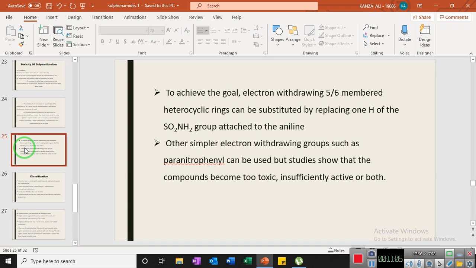will result in the desired molecule. Electron withdrawing groups withdraw the electrons. The hydrogen which is present or remains with the SO2NH will become more acidic, and by this it will become more water soluble.